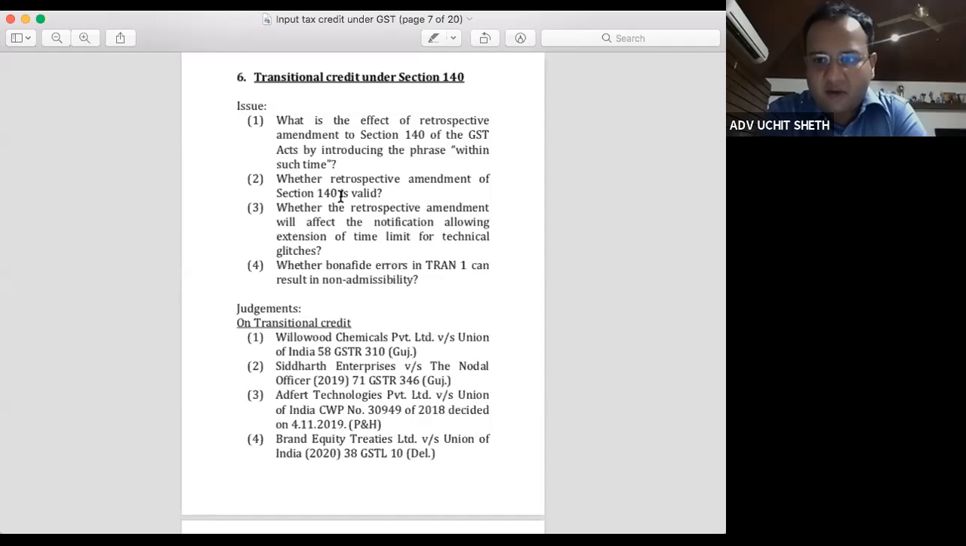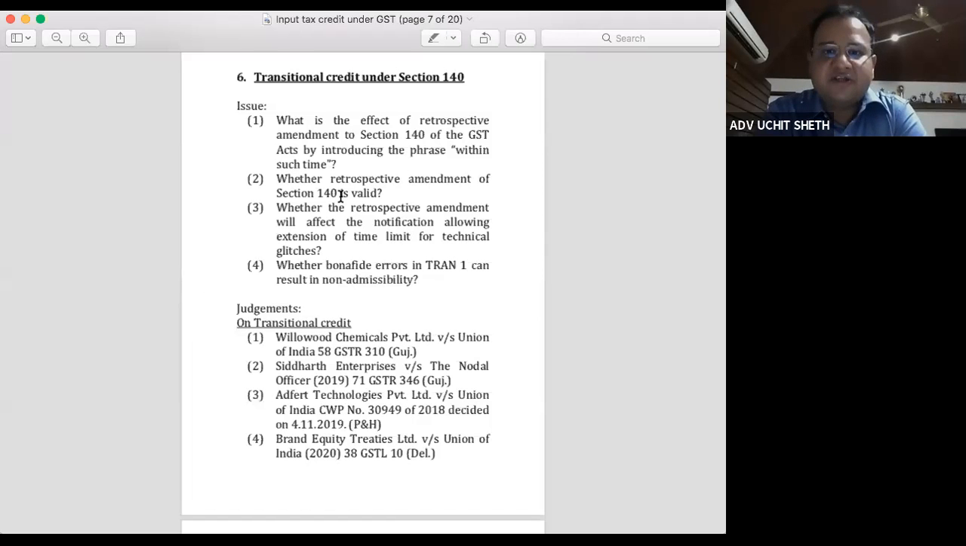According to me, now the judgment of Siddharth Enterprise and the other favorable judgments will have to be tested after the retrospective amendment. The court can take a view that now that the law is retrospectively amended, we will not go by what we earlier decided. We went by the fact that statute did not provide for a time limit, but only the rule gave a time limit. Now, because the statute itself says that it has to be within the time as may be prescribed, we will say that it is a mandatory time limit.